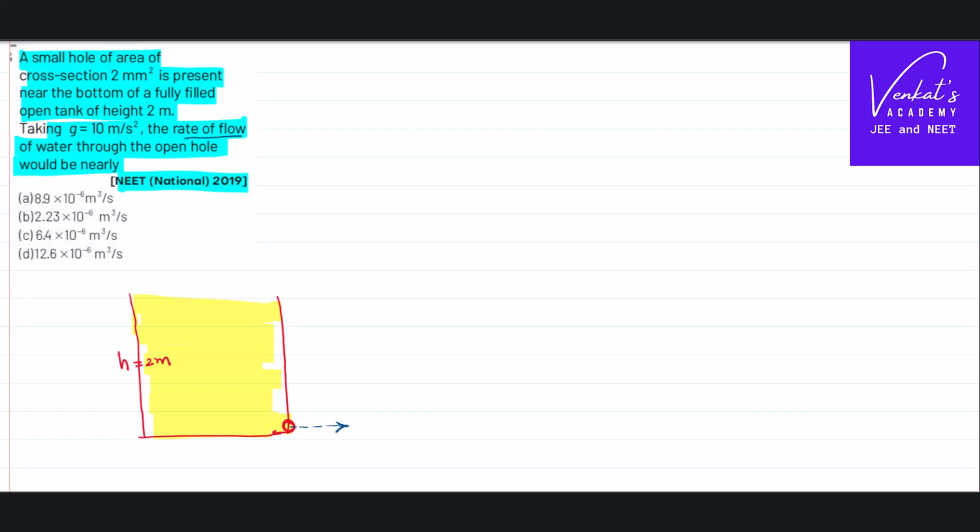Even if you don't understand what you mean by rate of flow, look at the unit. It's meter cube per second. So what he is asking is how much is the volume of the fluid coming out per second. How much volume of the fluid is going out per second is what he is asking you to find out, right? So to get that, first of all, we can try getting some other things.